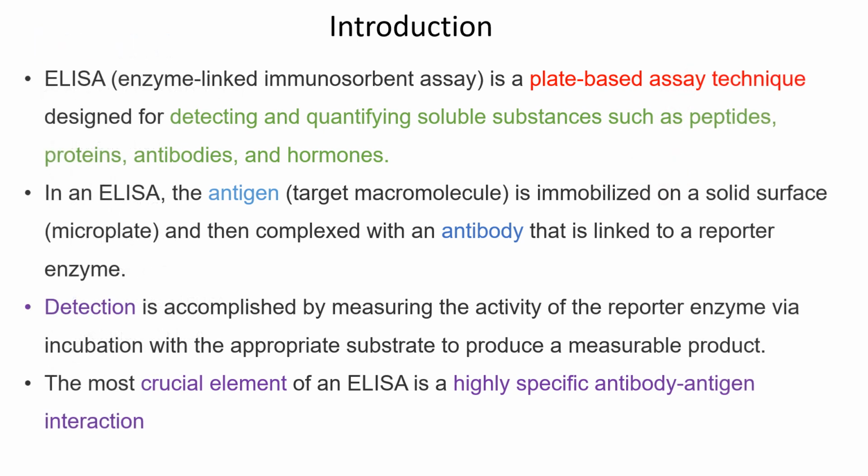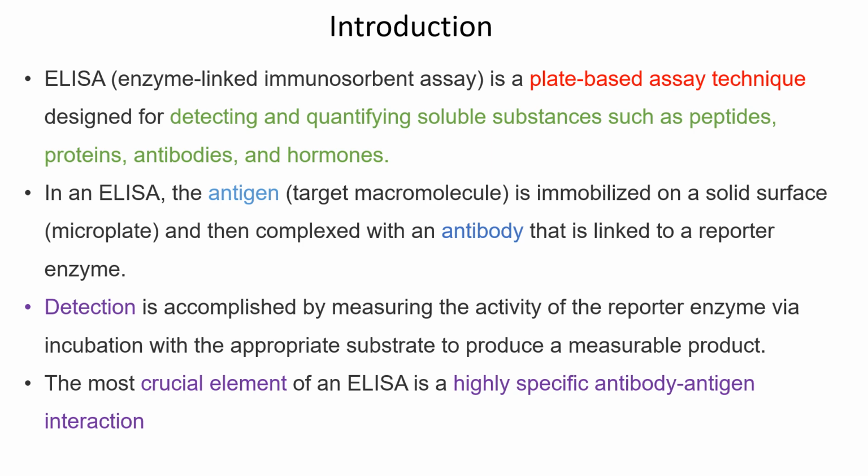ELISA is an enzyme-linked immunosorbent assay. It's a plate-based assay technique designed for detecting and quantifying soluble substances such as peptides, proteins, antibodies, and hormones. In an ELISA, the antigen, the target macromolecule, is immobilized on a solid surface, which is a microplate, and then complexed with an antibody that is linked to a reporter enzyme. Detection is accomplished by measuring the activity of the reporter enzyme via incubation with an appropriate substrate to produce a measurable product. The most crucial element of an ELISA is the highly specific antibody-antigen interaction.